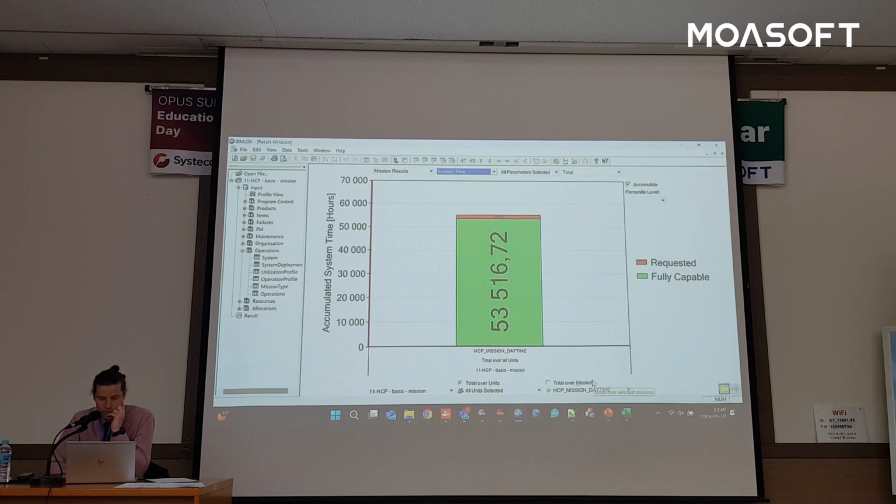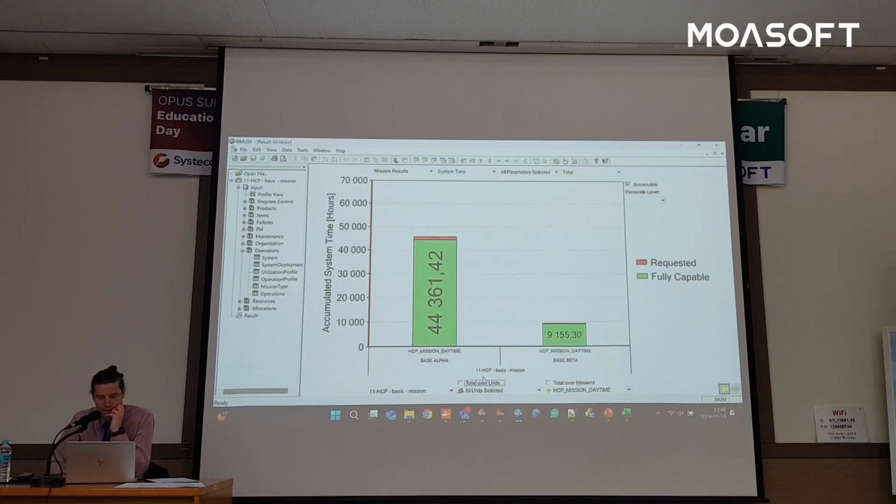Of course, we can also split this up and look at the different units. If I uncheck the box total units here, I see the difference between base alpha and base beta. And maybe as expected, we are losing more hours at the alpha base because we are trying to fly more there.